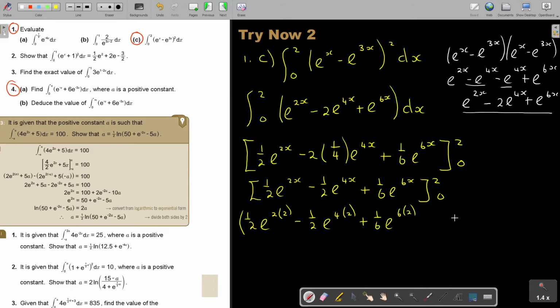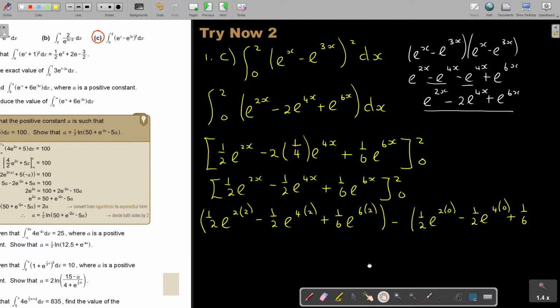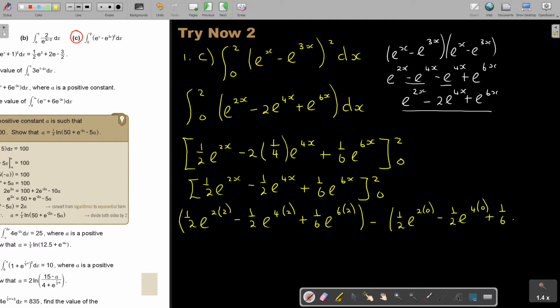And please don't always think it's minus 0, especially with e. If you substitute, it's going to be a half e to 0 minus a half e to 4 times 0 plus 1 over 6 e to 6 times 0.